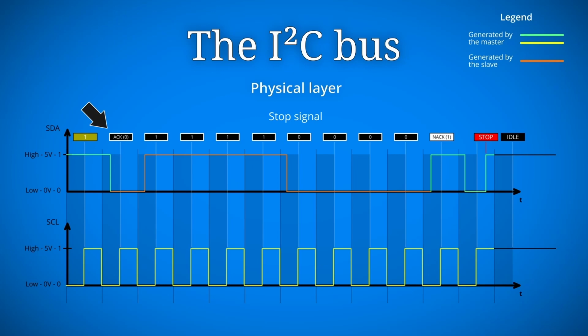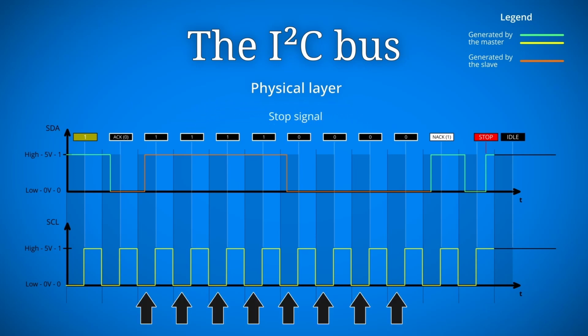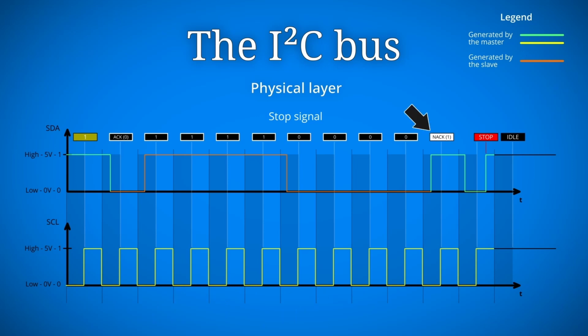After the slave's acknowledgement, if it's a read request, the slave sends to the master the 8 bits of data by changing the state on SDA during the first phases, and the master acknowledges them if it wants to receive another 8-bit data, or the master doesn't acknowledge and sends the stop signal. It's important to note that SCL is always generated by the master, even when it's the slave that controls SDA.